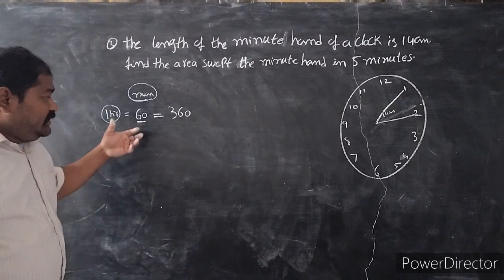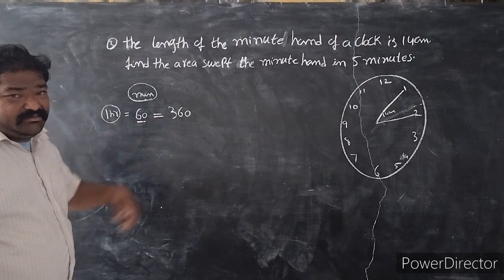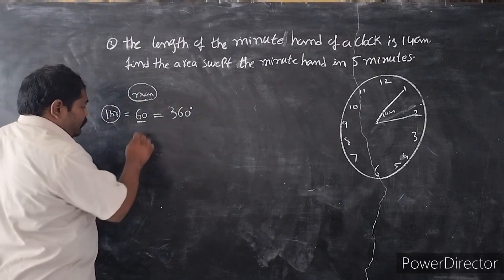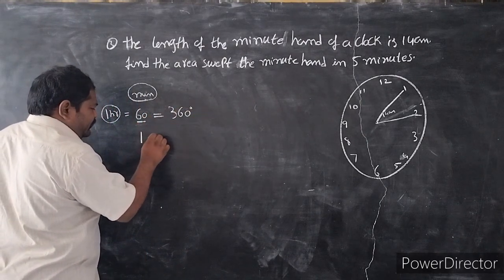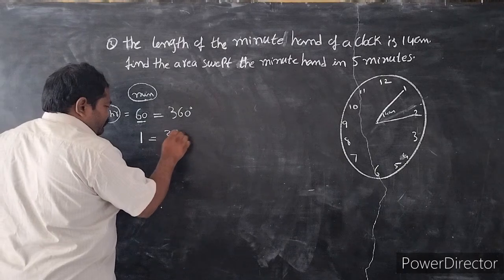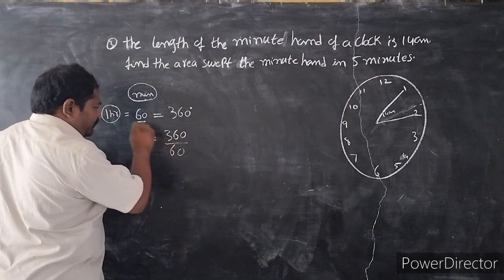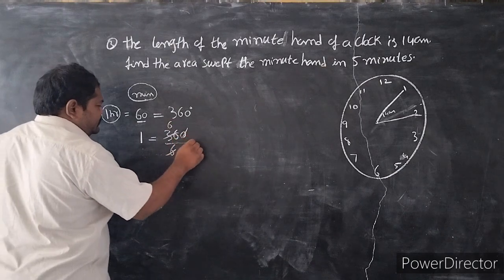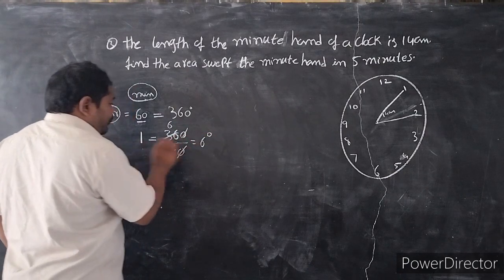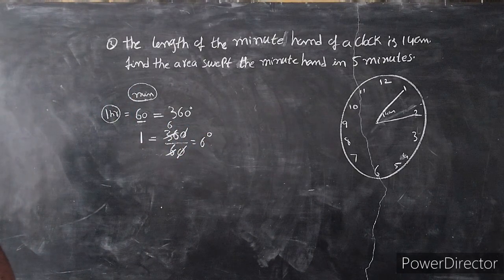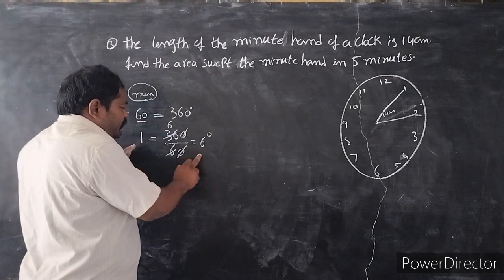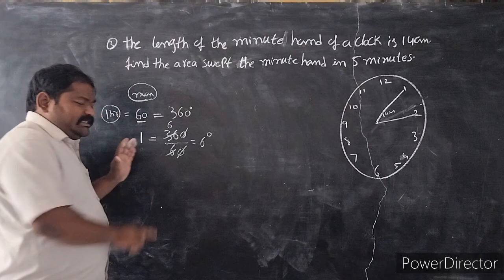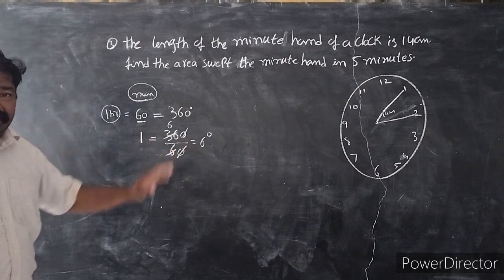For 60 minutes it will complete a 360 degrees rotation. For 1 minute it will make 360 by 60. 6 1s are 6, 6 6s are 36. Therefore 6 degrees for each minute. This is for the minute hand only. For the minute hand it makes 6 degrees for a minute.